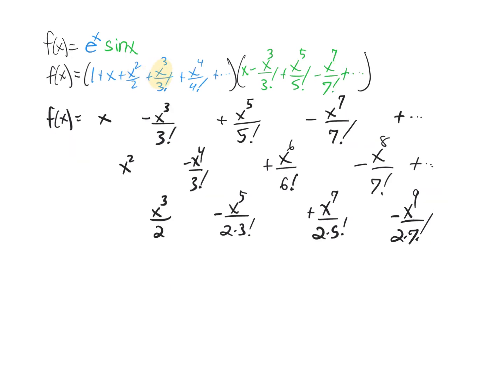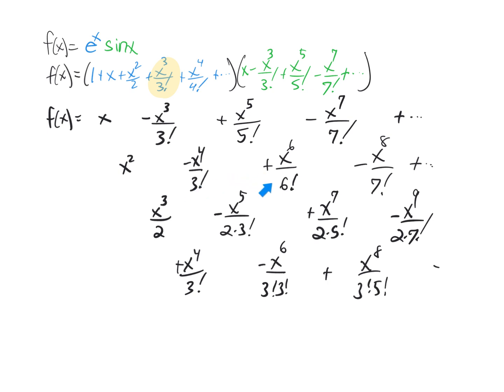All right, let's do maybe one more. This term times all the green terms gives us negative x to the 4th over 3 factorial, and then that's to be positive. And then negative x to the 6th over 3 factorial times 3 factorial. And then positive x to the 8th over 3 factorial times 5 factorial. We don't need to go any further than that.